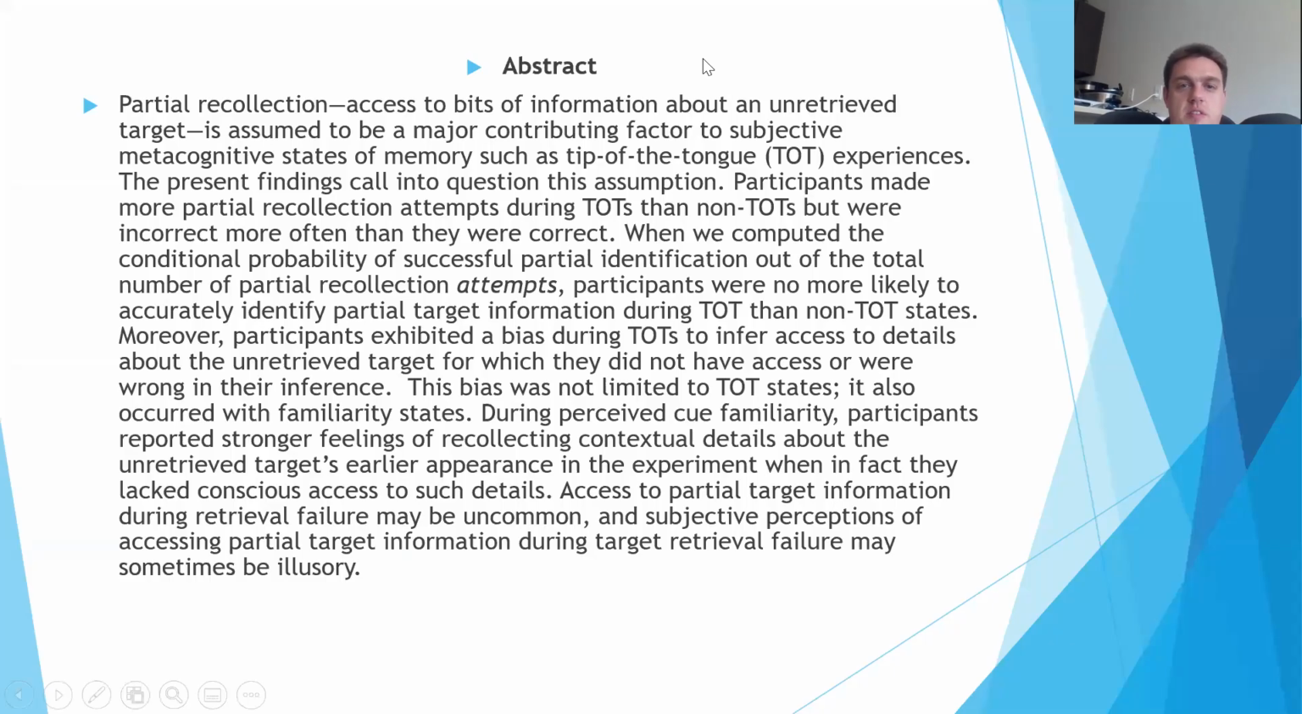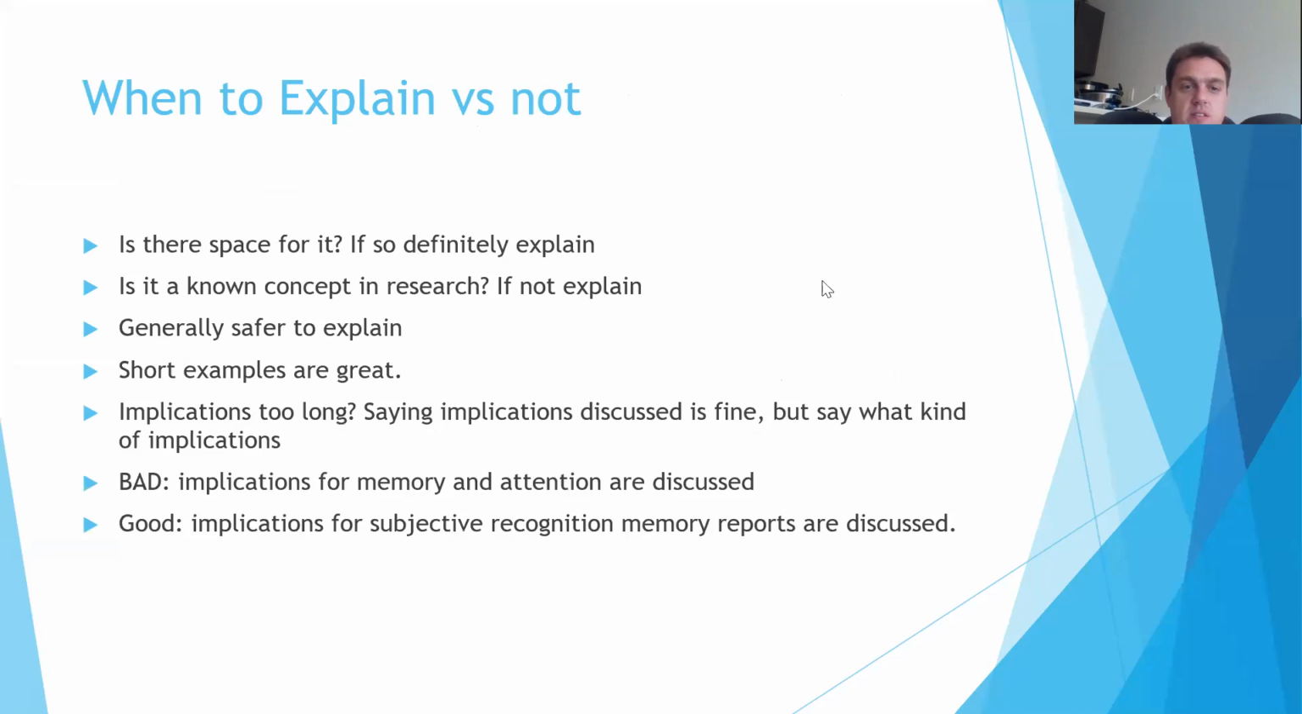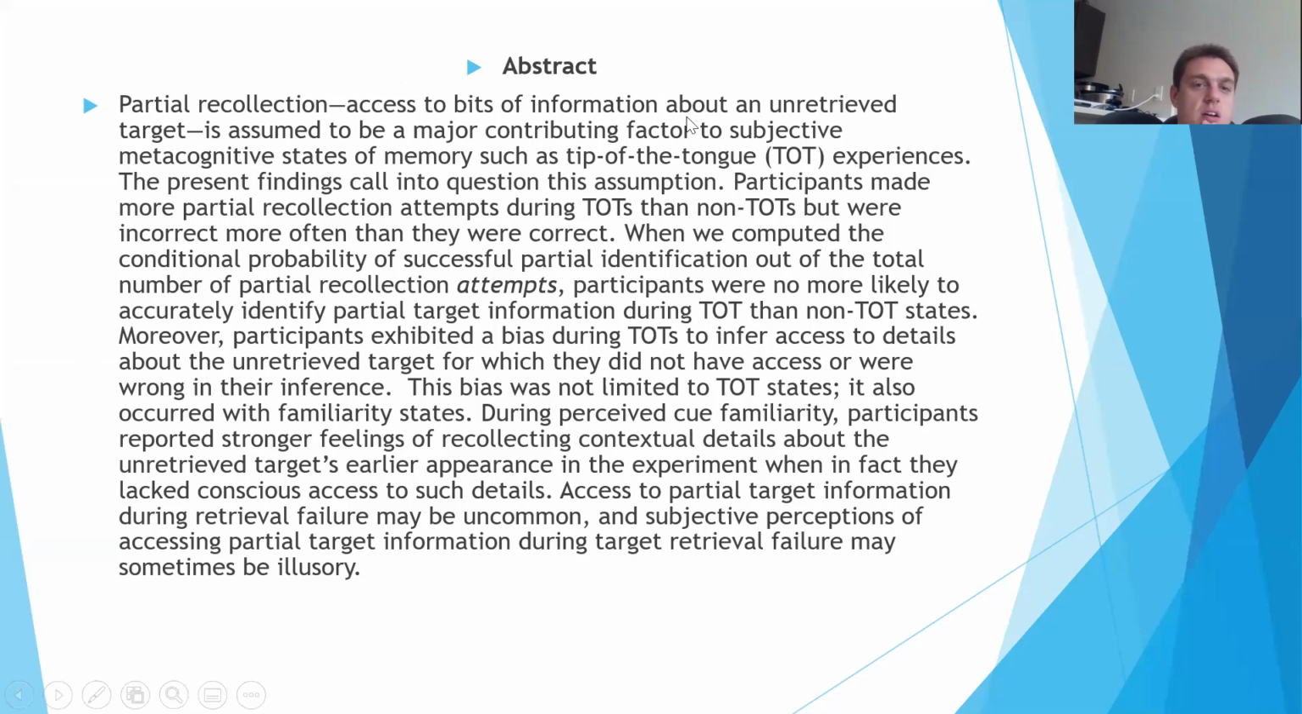Partial recollection, access to bits of information about an unretrieved target, is assumed to be a major contributing factor to subjective metacognitive experiences. Actually, I'm going to skip this one. We've been over a couple of good ones, so that was another one of mine. Actually, yeah, we can go over this. Partial recollection, access to bits of information about an unretrieved target, is assumed to be a major contributing factor to subjective metacognitive states of memory, such as time experiences. Present findings call into question this assumption.